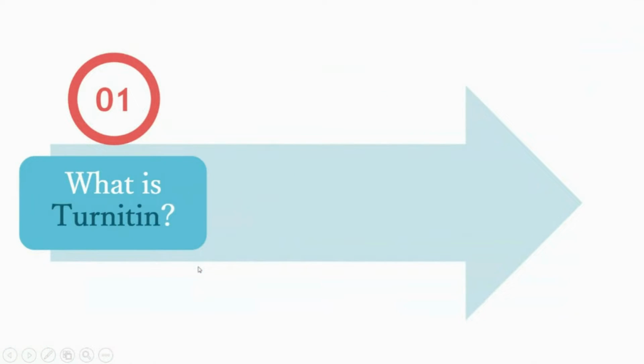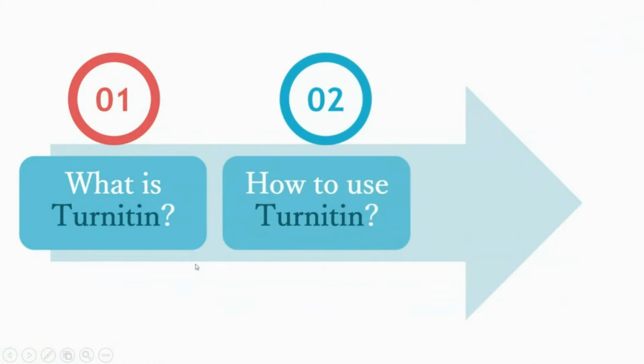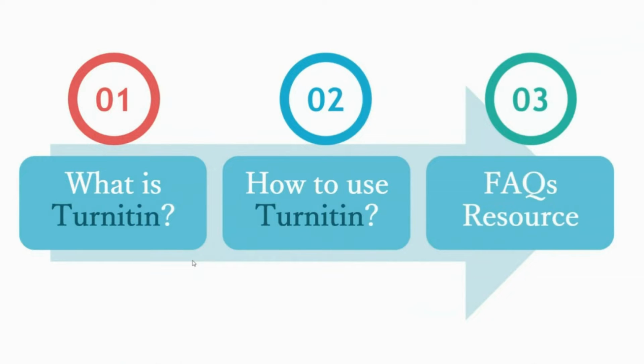I divide the topic into three parts. First, we start with a short, brief introduction of Turnitin. Then I will explain how to use Turnitin, like how to activate your account, how to submit your paper, and view the Similarity Report. And finally, I'm going to share with you some FAQs and where to find the resources to help you use Turnitin. If you have any questions during the session, please raise them in the Q&A section.